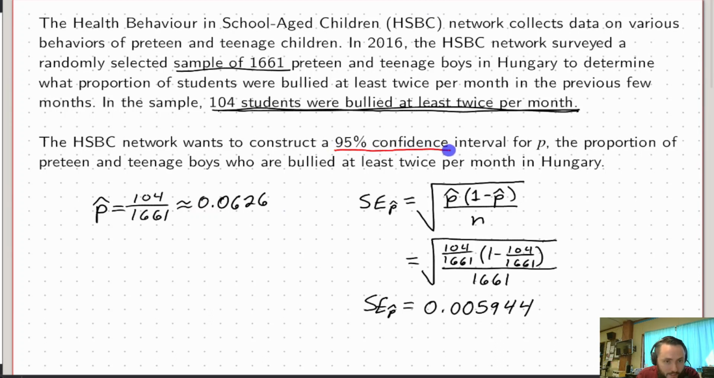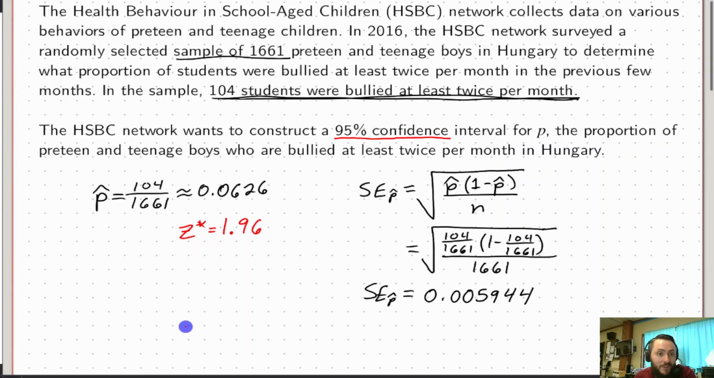Now, 95% confidence means that our value of z star is going to be 1.96. Consult the lesson on March 14th for how to find the value of z star for a particular confidence level, or there might be another video on that too.